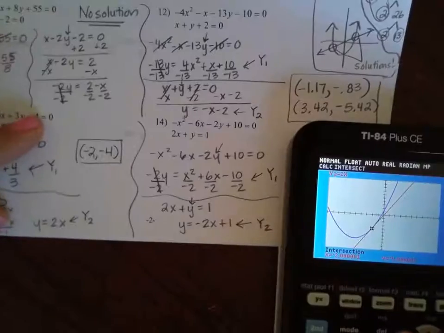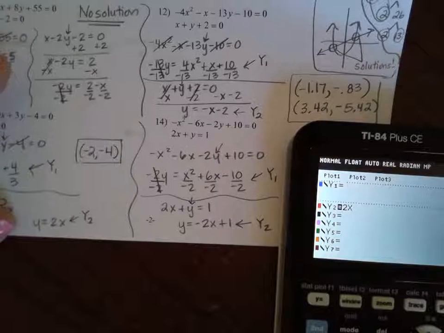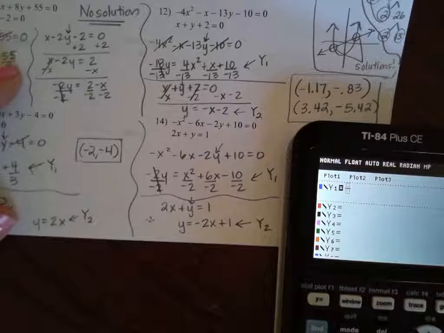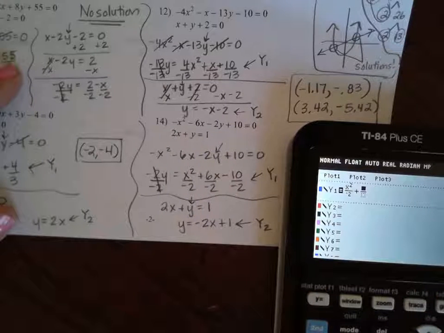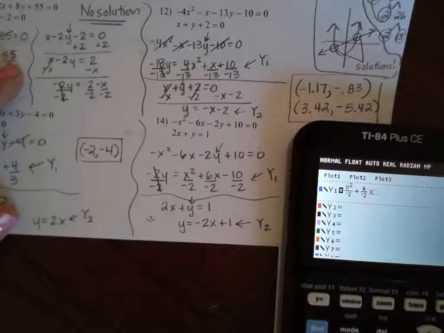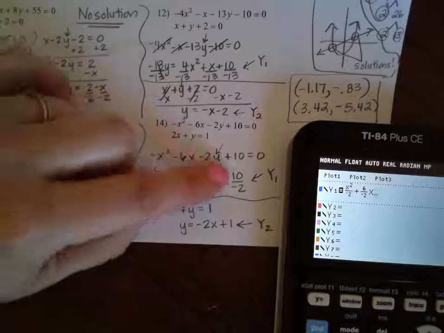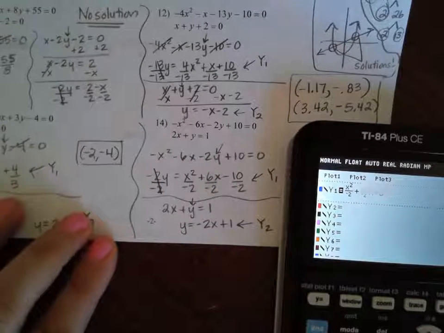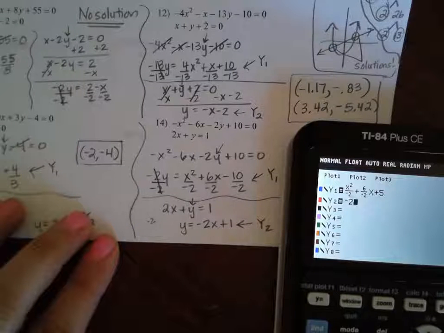Okay? Alright, so clear that out. Alpha y equals x squared over negative 2 plus alpha y equals 6 over negative 2. I'm going to put the x out on the side just because it doesn't matter. And then this last one here, negative divided by negative, that's positive. So plus 10 over 2, 5. Okay. The next, negative 2x plus 1. Graph.